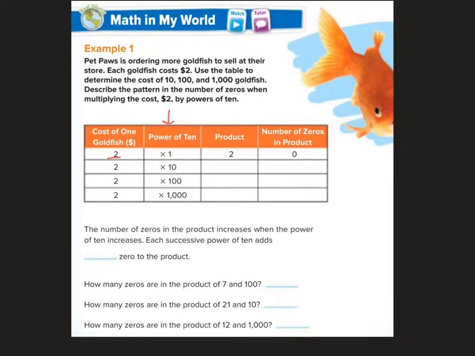So 2 times 1 is 2, and there are no zeros in that product, because there are no zeros in the number 2. This will make more sense when we do another one. 2 times 10 is 20, so the number of zeros in that product is 1. 2 times 100 is 200, and the number of zeros is 2. 2 times 1,000 is 2,000, so the number of zeros in that product is 3.